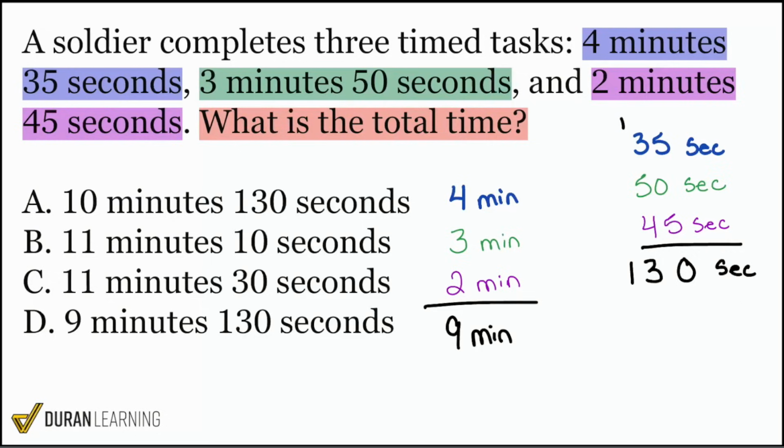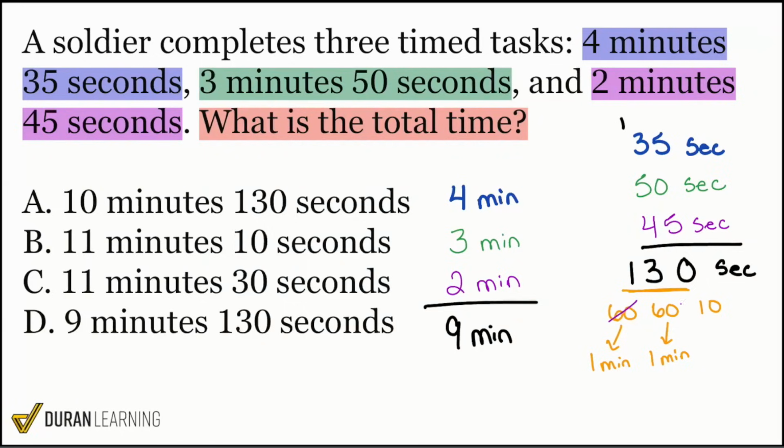If you can't see it right away, don't worry, because I got you. 130 is going to be 60, 60, and 10. So guess what? This is a minute, and this is a minute. So everybody, we have 2 extra minutes here. So what does the 9 minutes and 130 seconds become? It ends up becoming 11 minutes.